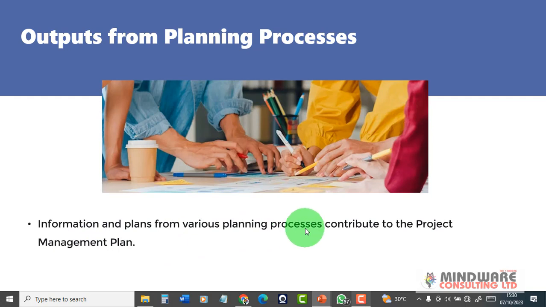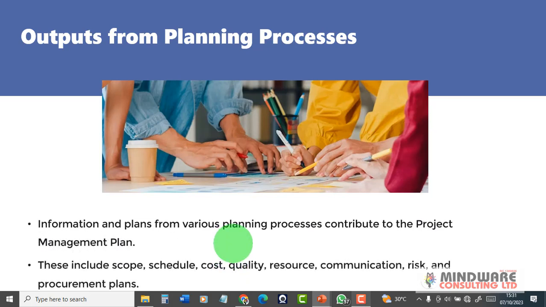So like I said, the project management plan consists of several plans put together. Okay, so all the various plans, the communication management plan, procurement management plan, risk management plan, human resource management plan, and all that. So the outputs from all these various planning processes, when you put them together, the information that you get from there forms an input for this particular overall project management plan.